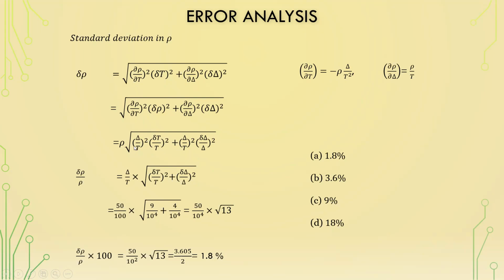And now the uncertainty or error in the temperature is given 3%, that is 0.03, and delta is given 0.02, that will become 9 upon 10 to the power 4, and this becomes 4 upon 10 to the power 4. And for a particular measurement where delta is 50 and T is 100, the percentage error in the resistivity comes out to be 1.8%, and this is given as option A. So option A is the correct answer for this question.